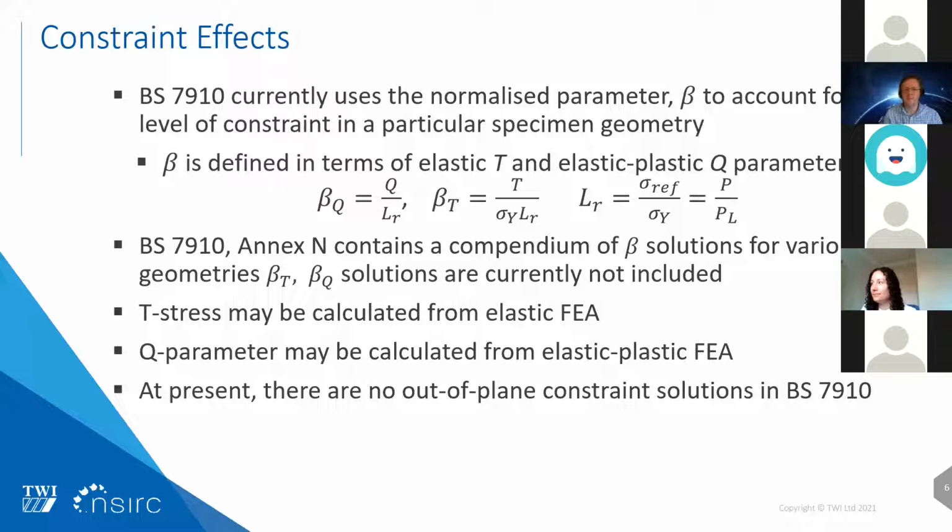And it should be noted here that there are currently no lookup tables in BS 7910 Annex N for the Q parameter, and it cannot easily be standardized in the same way as the T stress because it depends on the stress-strain curves of the material that is being tested, and also on the magnitude of the load.